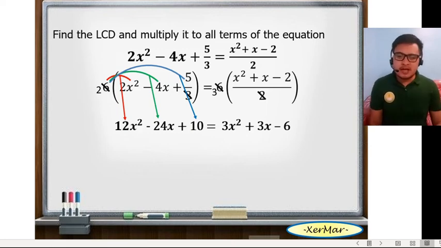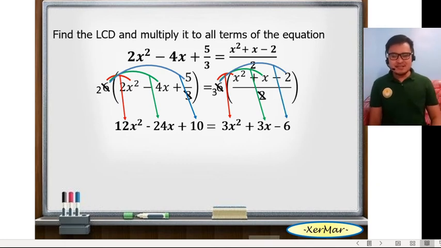So, 3 times x squared ang mauna. At ang sagot ay 3x squared. Next. 3 times x. The answer is 3x. And last, we have 3 times negative 2. And the answer is negative 6. Yan. So, ito na ngayon ang product ng left and right quantities of our equation.